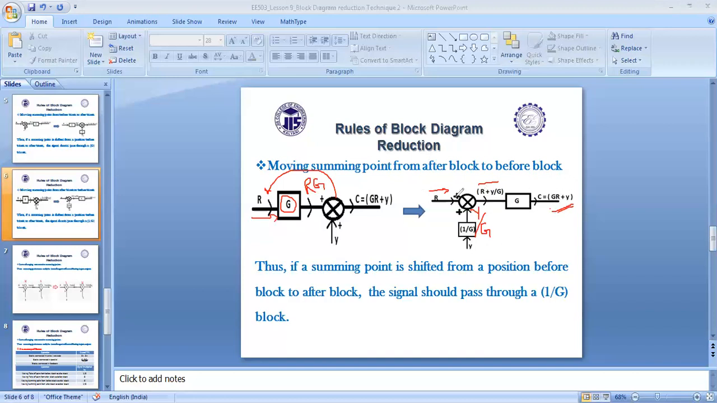So what happens if the summing point is shifted before the block from after the block? Then a 1 by G block is to be introduced. So if the summing point is shifted from a position after the block to before the block, then the signal should pass through 1 by G.